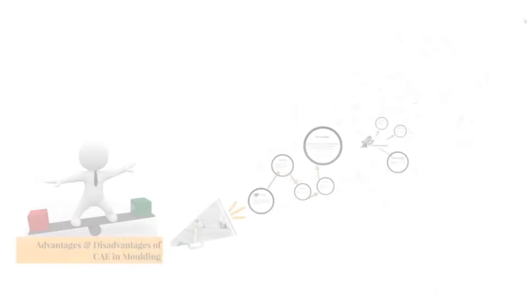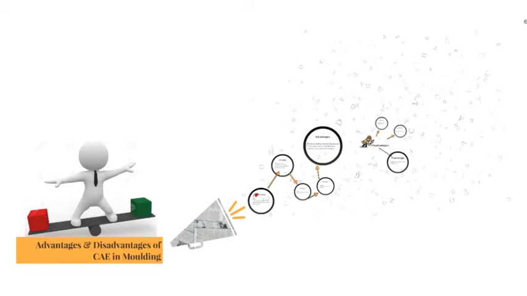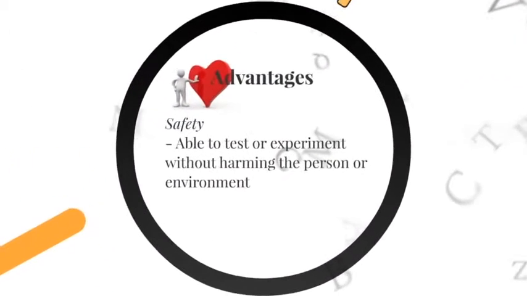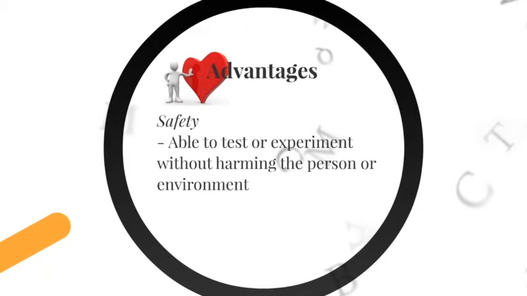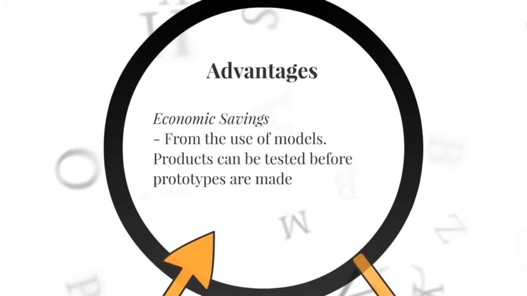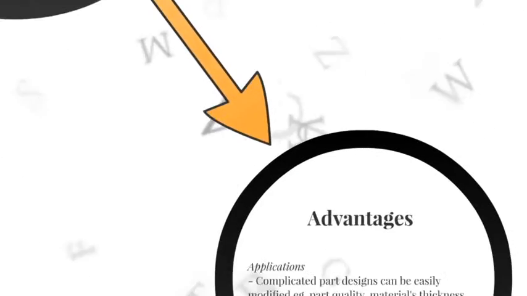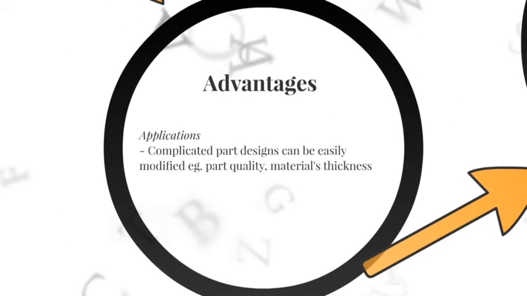Now it's time for us to move on and talk about some of the advantages and disadvantages of using computer-aided engineering in the molding industry. First of all, safety. Of course, safety is the biggest factor in the manufacturing industry, and CAE has been able to increase the safety of the molding industry by margins. The biggest part is the economic savings. Of course, since we're not making loads of molds and using trial and error, we're getting a lot of money saved from that, right?